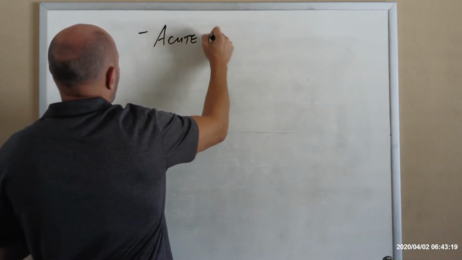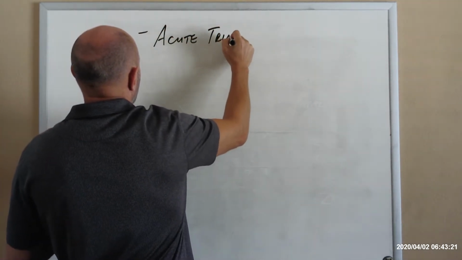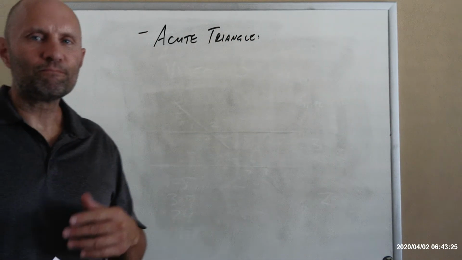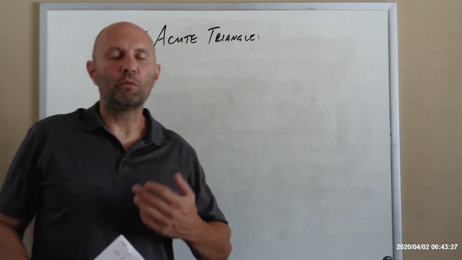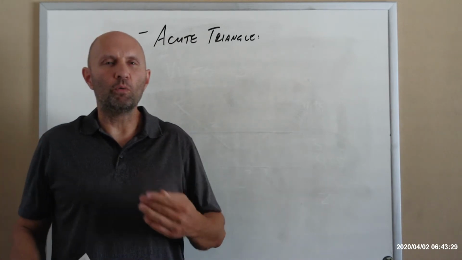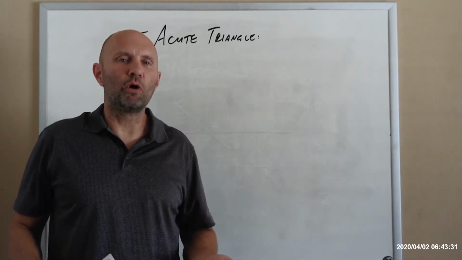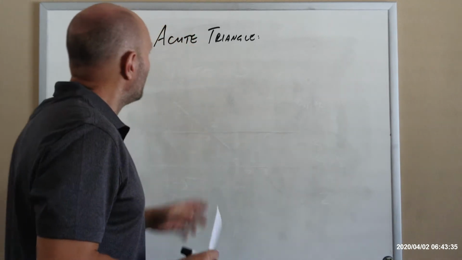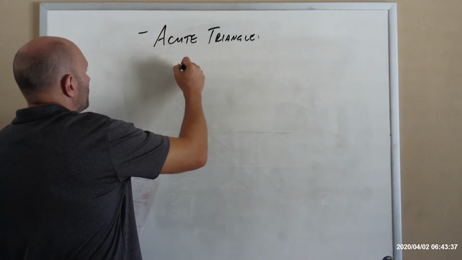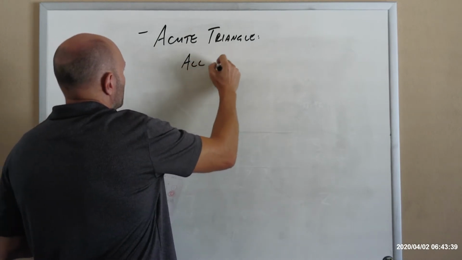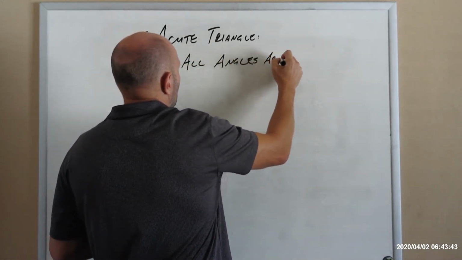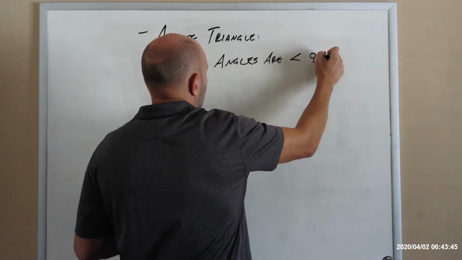We have what's called an acute triangle. Thinking back to the last video, when we were talking about angles, what was an acute angle? It was when an angle was less than 90 degrees. An acute triangle is when all three angles are less than 90 degrees.